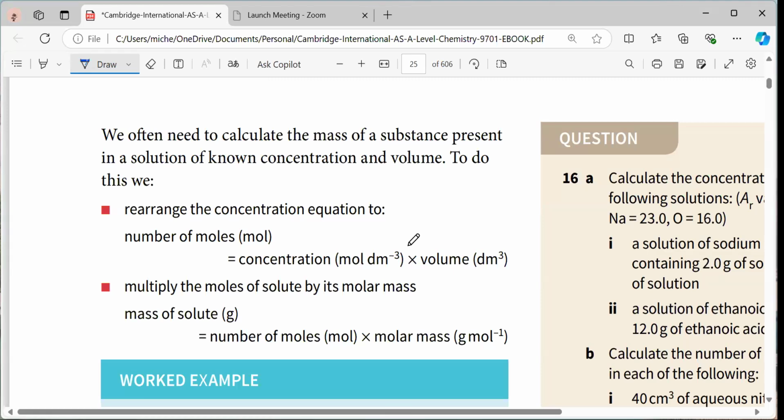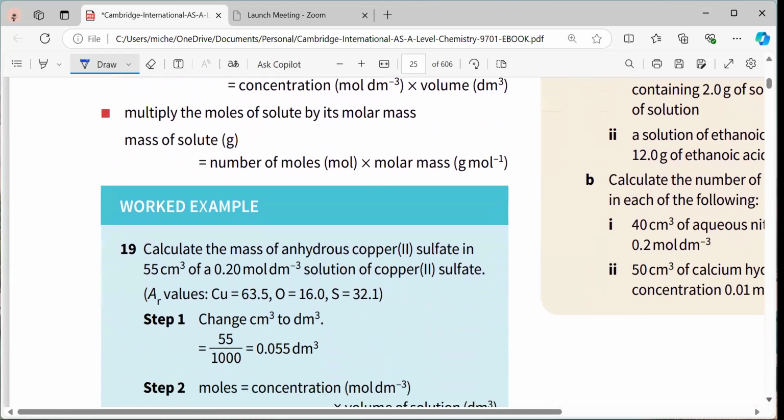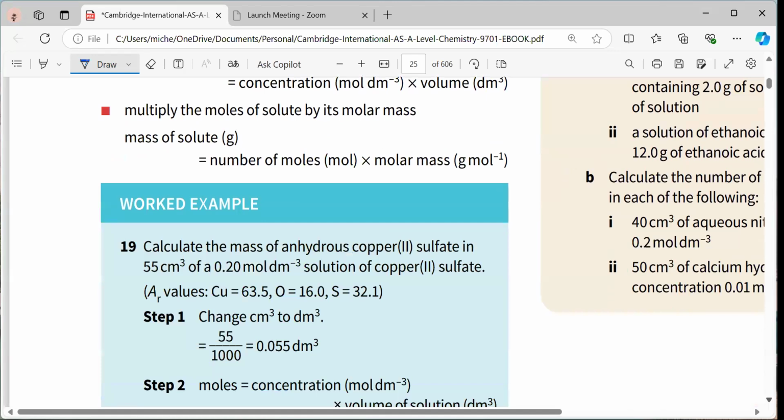You also need to calculate the mass of a substance present in a solution of known concentration and volume. First, rearrange the concentration equation to find the number of moles. Concentration times volume is how we find the number of moles. It's basically the same formula, we're just switching places. Then multiply the moles of a solid by the molar mass. To find the mass, the number of moles is multiplied by the molar mass, and that's how we find the mass of the solute. We're just switching the places.